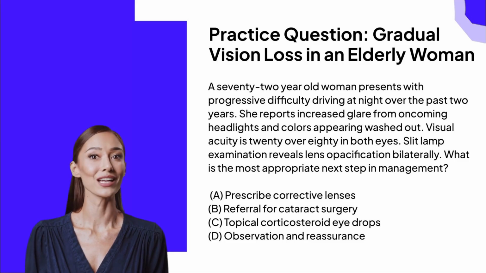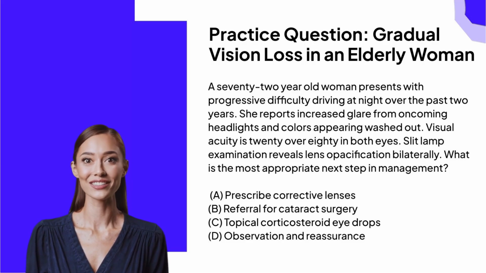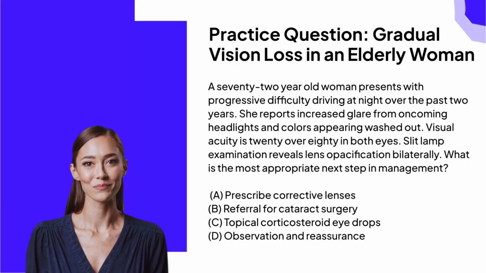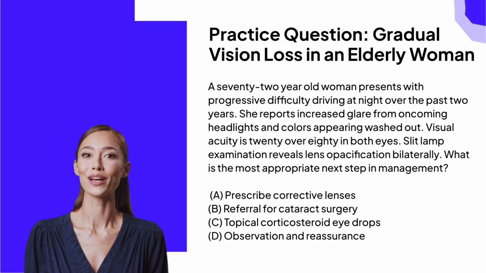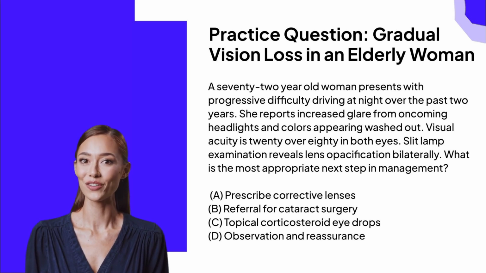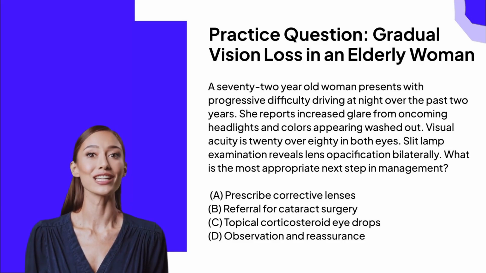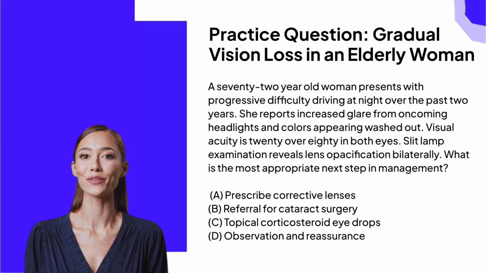Let us walk through this practice question together. We have a 72-year-old woman with a 2-year history of progressive difficulty driving at night, increased glare from headlights, and washed-out colors. Her visual acuity is 20/80 in both eyes, and slit lamp exam shows lens opacification bilaterally. Before I reveal the answer, let us think about this the way you should on exam day. What are the buzzwords here? Progressive vision loss, glare, night driving difficulty, faded colors, and lens opacification. This is a textbook cataract presentation.